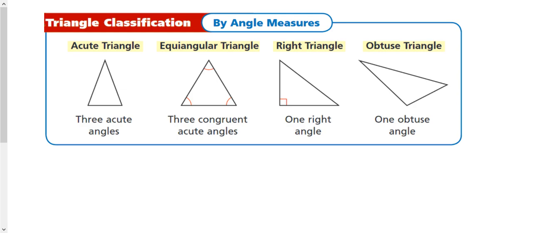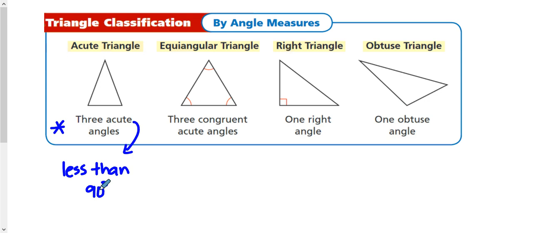All right, there are 4 different types of classifications based on the angle measures. The first one is an acute triangle. And in the space underneath the triangle, you want to write down that it has 3 acute angles. And remember what acute means? It's an angle measure that is less than 90 degrees. So in an acute triangle, it's going to have 3 angles that are less than 90 degrees.